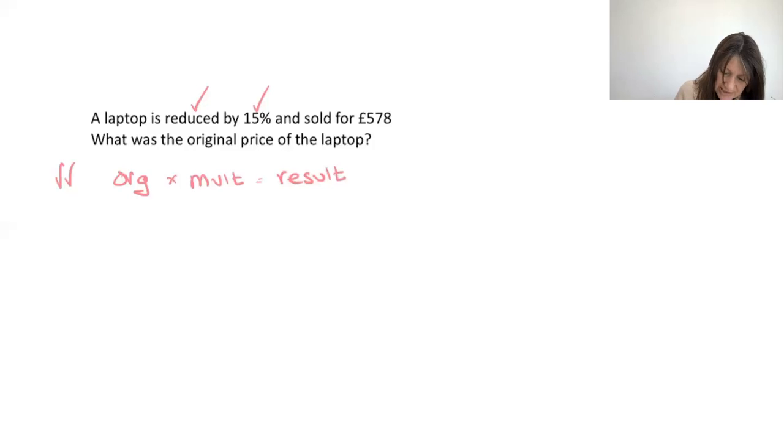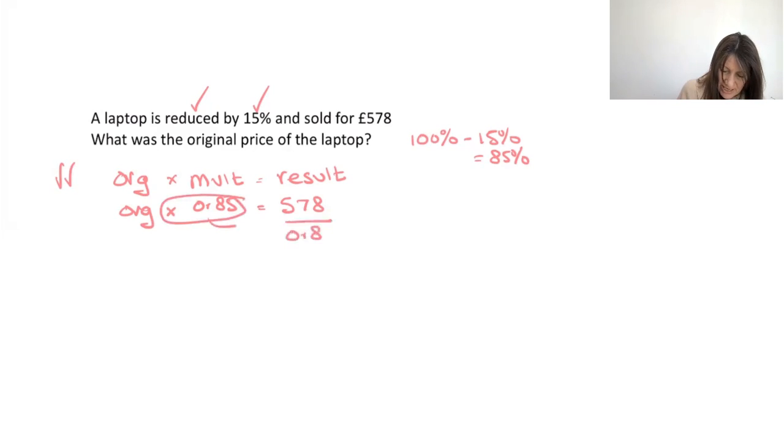So my multiplier is going to be 100% minus the 15, which is going to give me 85%, which is 0.85 as its decimal version. Obviously, I don't have the original. And the result, what I paid for, was 578. Now, if I want to know what the original is, I've got to get it on its own. So we're going to divide through by 0.85, and that gives us a result of 680. So the original price, £680.